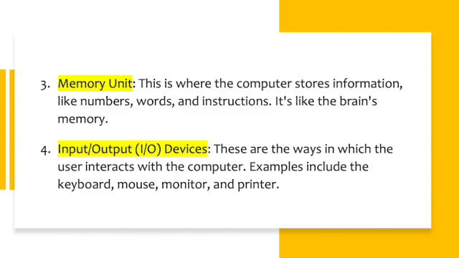3. Memory Unit. This is where the computer stores information, like numbers, words, and instructions. It's like the brain's memory. 4. Input, Output, I/O devices. These are the ways in which the user interacts with the computer. Examples include the keyboard, mouse, monitor, and printer.